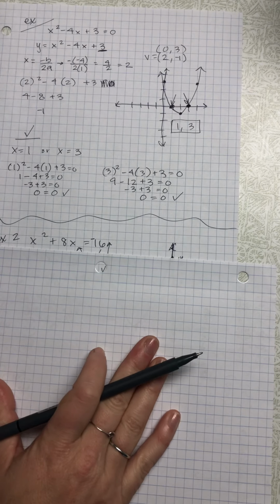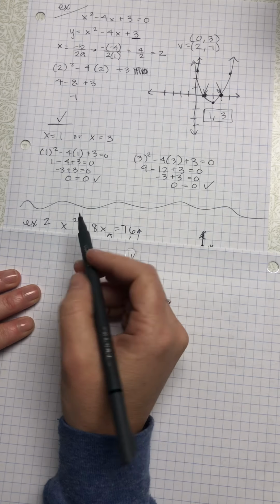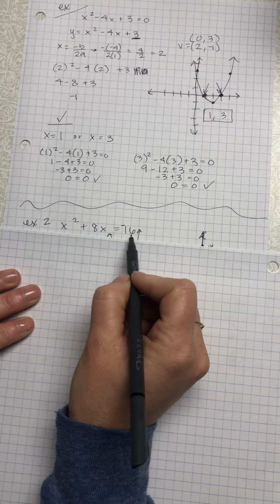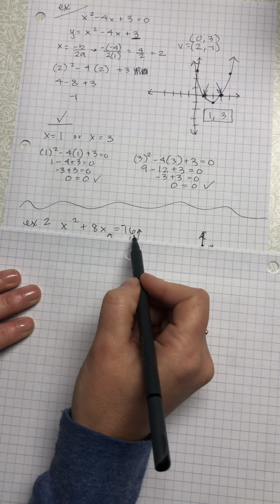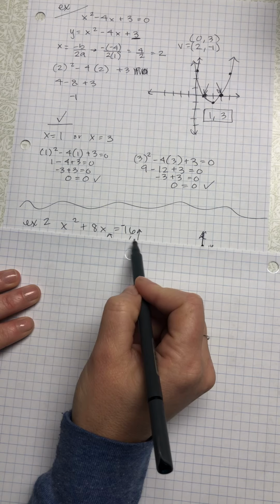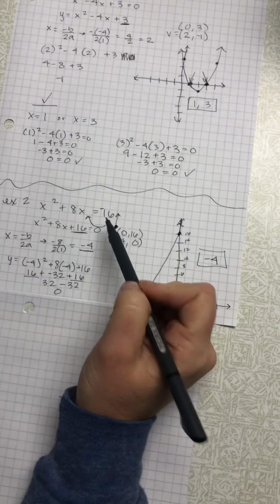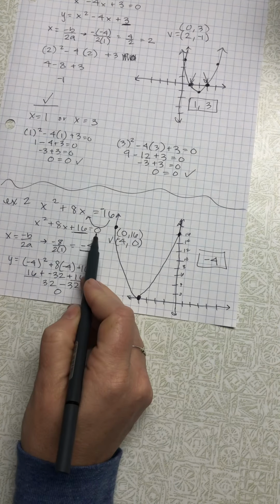Let's say we have one that looks like this. Example 2. X squared plus 8x equals negative 16. Because it's not set up equal to 0, we need to make it that way. So we're going to move the 16 over. And when we do, because it's negative on the right, when we move it to the left, it becomes positive and then set to 0.